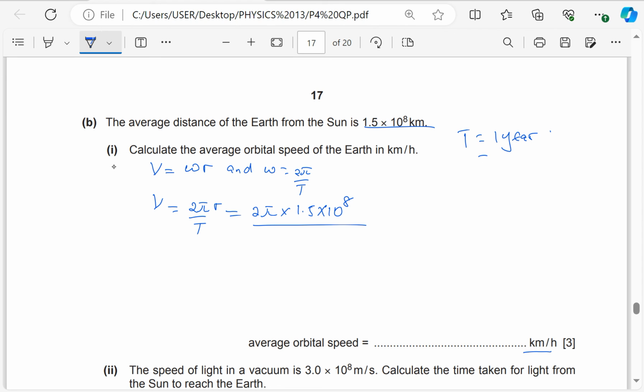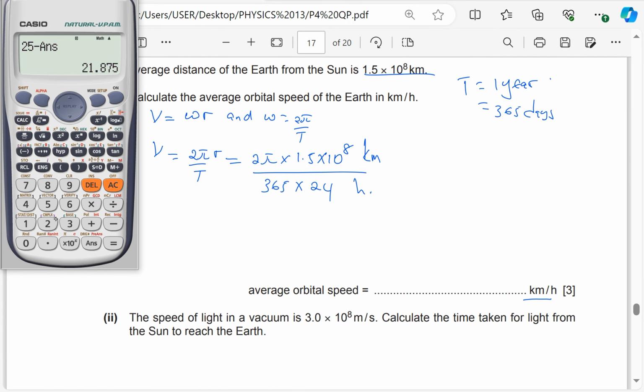And 1 year is about 365 days. And remember, 1 day is 24 hours. So I will say this is 365 days times 24 hours to change the time to hours. So this is in kilometers, this is in hours. So I'll press my calculator: 2 pi times 1.5 exponent 8 divided by 365 times 24.